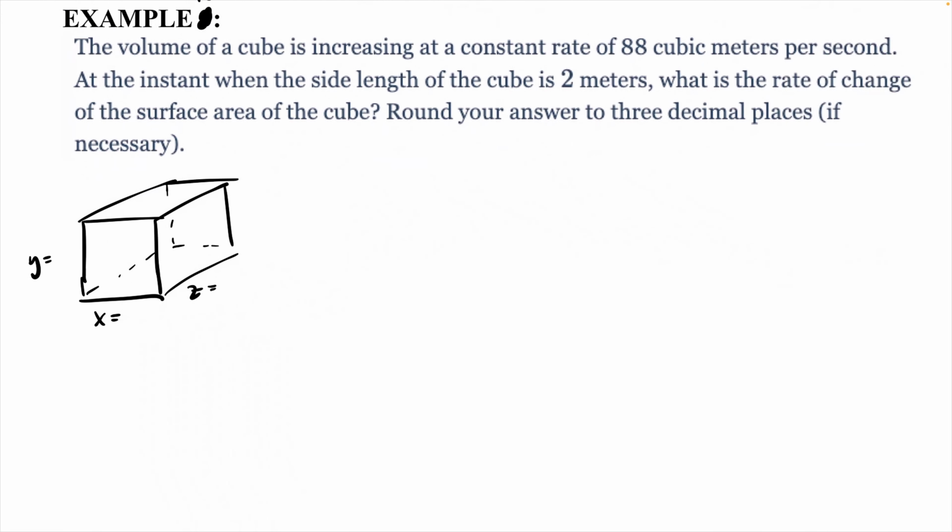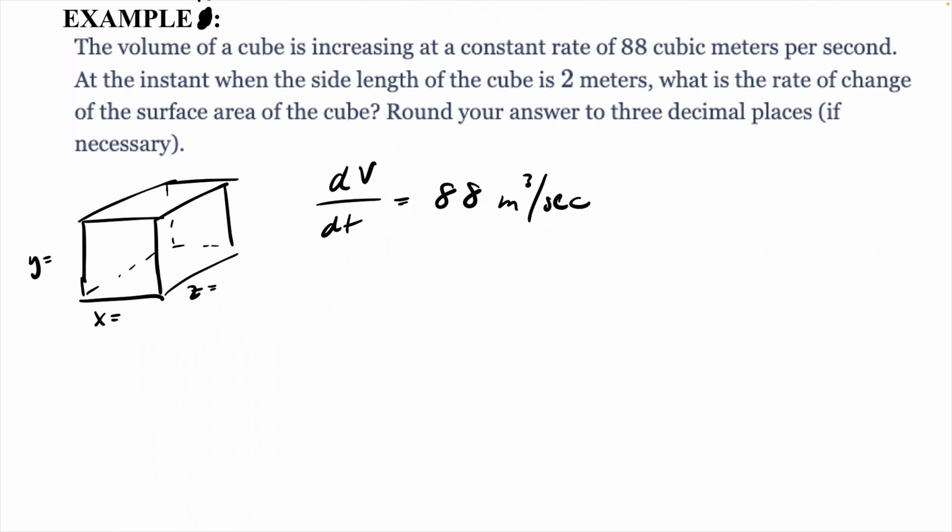All right, so what do we know about it? That the rate of the volume is increasing at 88 cubic meters per second. The volume of this cube is increasing. So how do we write that on our list? dV over dt equals 88 meters cubed per second. So the volume's getting bigger. Every second, it's getting 88 cubic meters bigger.